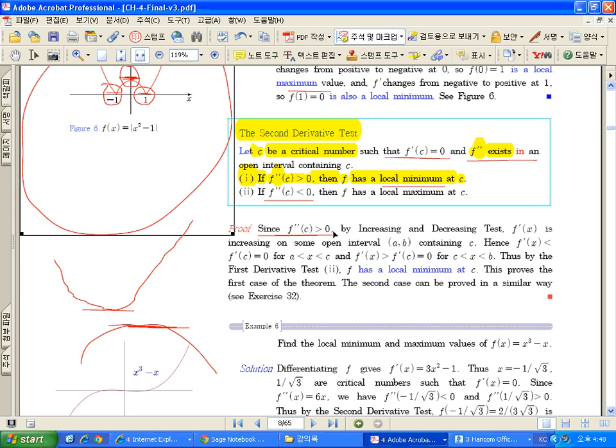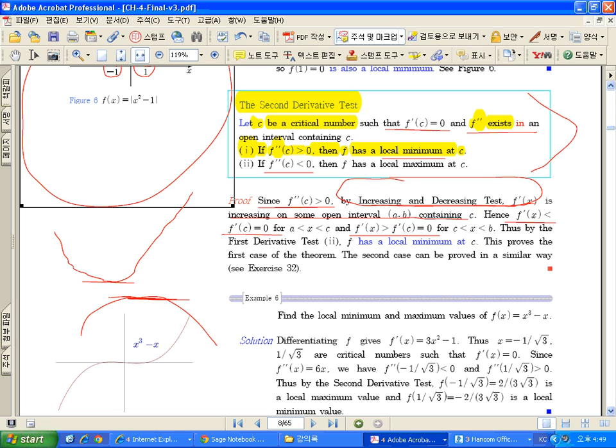Since f double prime of c is positive, by the increasing and decreasing test, f prime of x is increasing on some open interval containing c. That includes the critical number. So f prime of x is less than f prime of c, which is equal to 0, on one side, and f prime of x is bigger than f prime of c, which is 0, on the other side. What that means is the sign changes from negative to positive. So we can use the first derivative test to get the second derivative test.